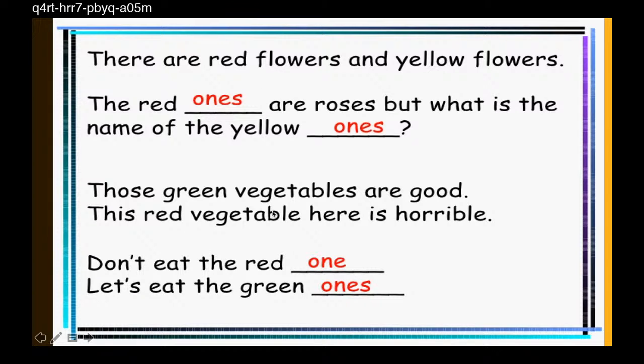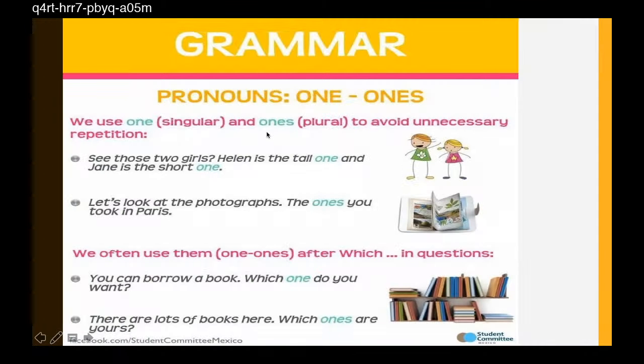Those green vegetables are good. These red vegetables here are horrible. Don't eat the red one, which makes reference to the vegetable, and let's eat the green ones, to make reference to the vegetables in plural. Okay? So we use one for singular nouns and ones for plural nouns to avoid unnecessary repetition. We often use one or ones after which in questions when we want to ask for something, right? And we also make reference to singular and plural.